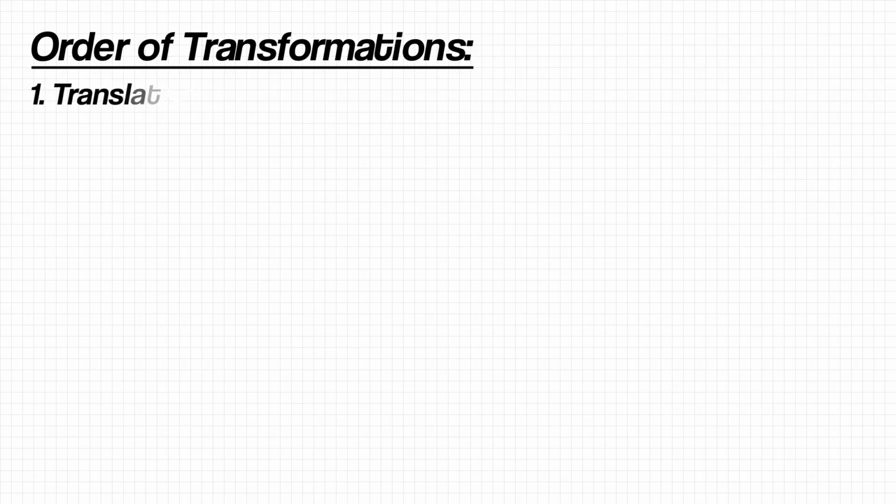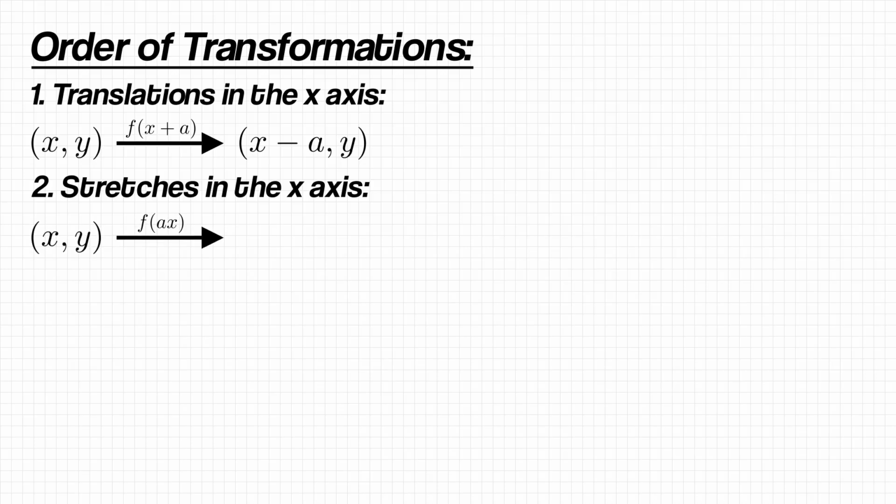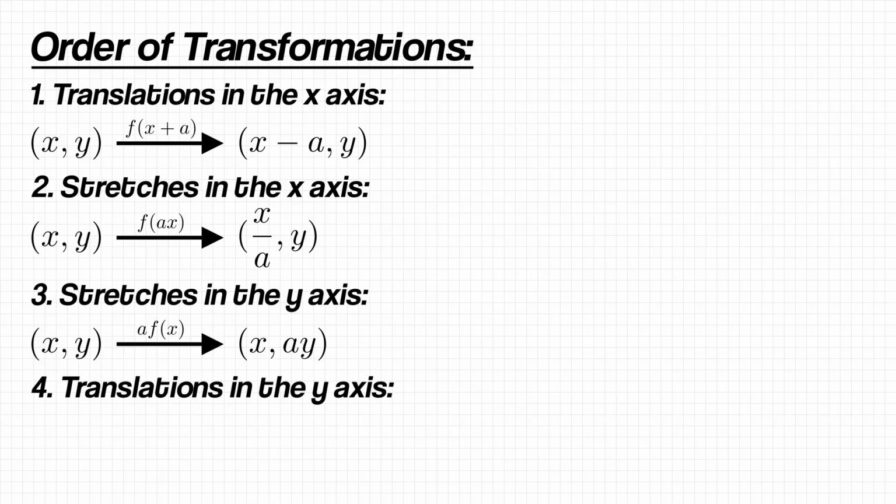The first transformation we should always apply is x translations. Next we apply stretches in the x-axis, which are also reflections in the y-axis if a is negative. Then we apply stretches in the y-axis, which are also reflections in the x-axis if a is negative. Lastly, we apply vertical translations. If we were to apply all the transformations to the function f(x), it would look like so.